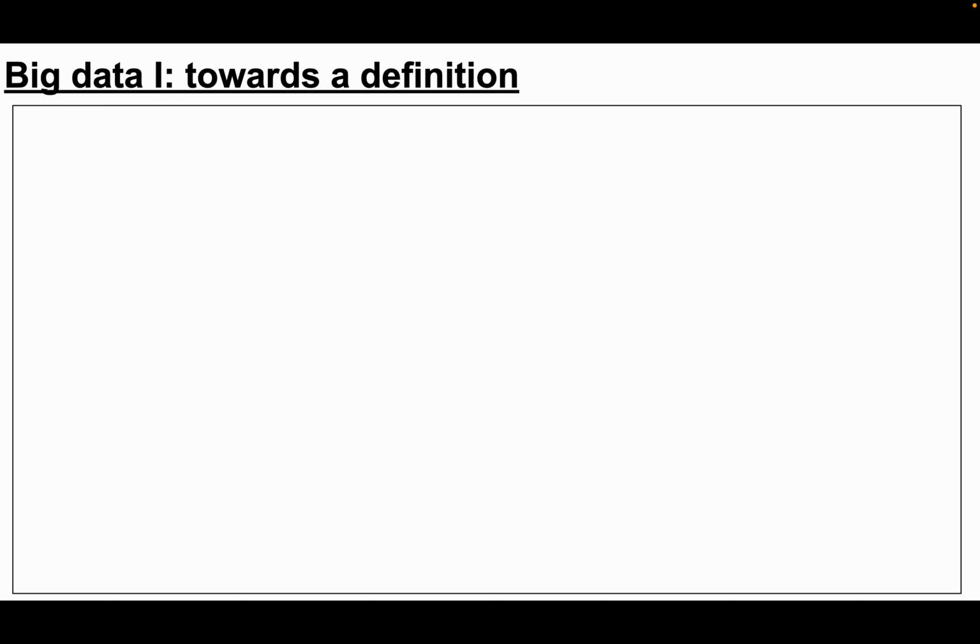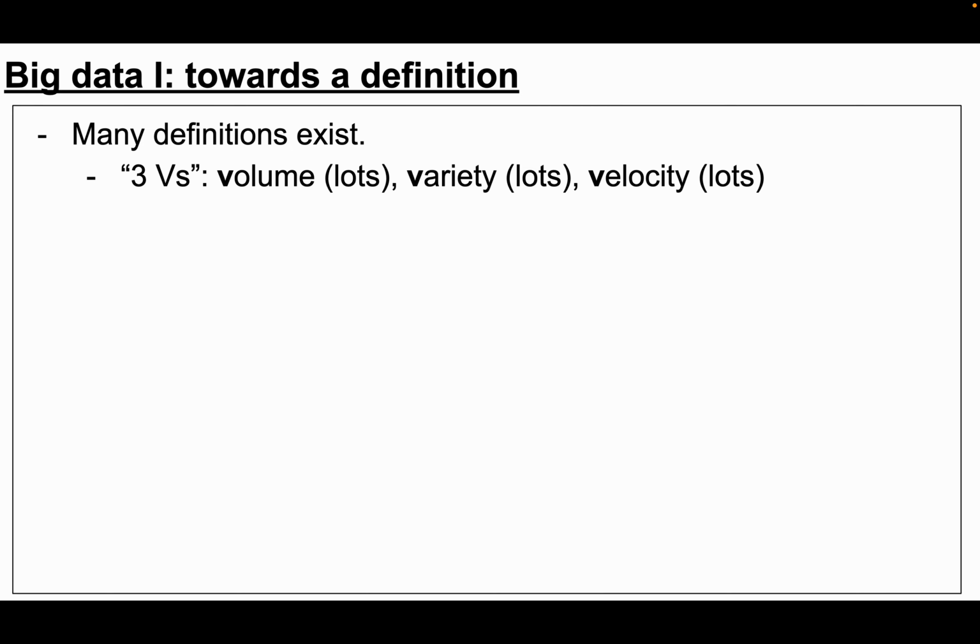So let's try to define big data. We'll make an effort at a definition here. There's a variety of ones that exist. Here's one. Big data are defined by the 3 V's: volume, variety, and velocity. So volume basically meaning the total.